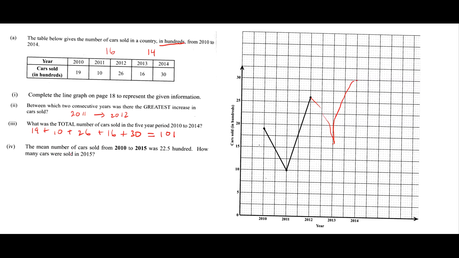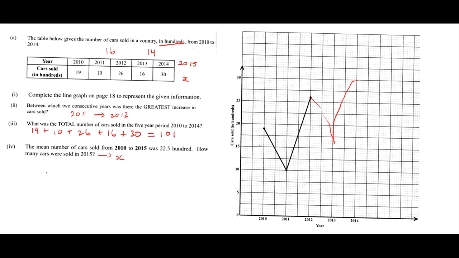Now they said the mean number of cars sold between 2010 and 2015 is 22.5. This table shows 2010 to 2014, and they ask how many cars were sold in 2015. So let the number of cars sold in 2015 be x. To find the mean, we would add up everything: 19 plus 10 plus 26 plus 16 plus 30, and something for 2015, which we are calling x.